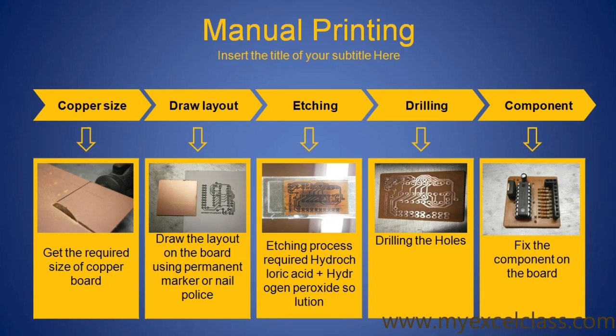That is, machines. In the manual process, you make this PCB by hand. But in a complex circuit, no hand is used. No human hand is used as in this manual printing process. Machines are used for this complex circuit.